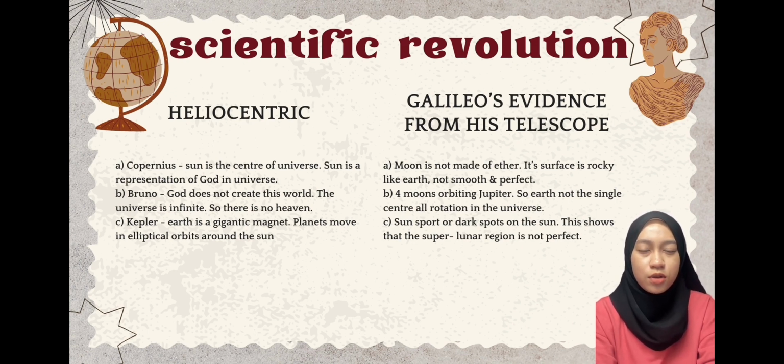Next, sunspots or dark spots on the sun. This shows that the superlunary region is not perfect.